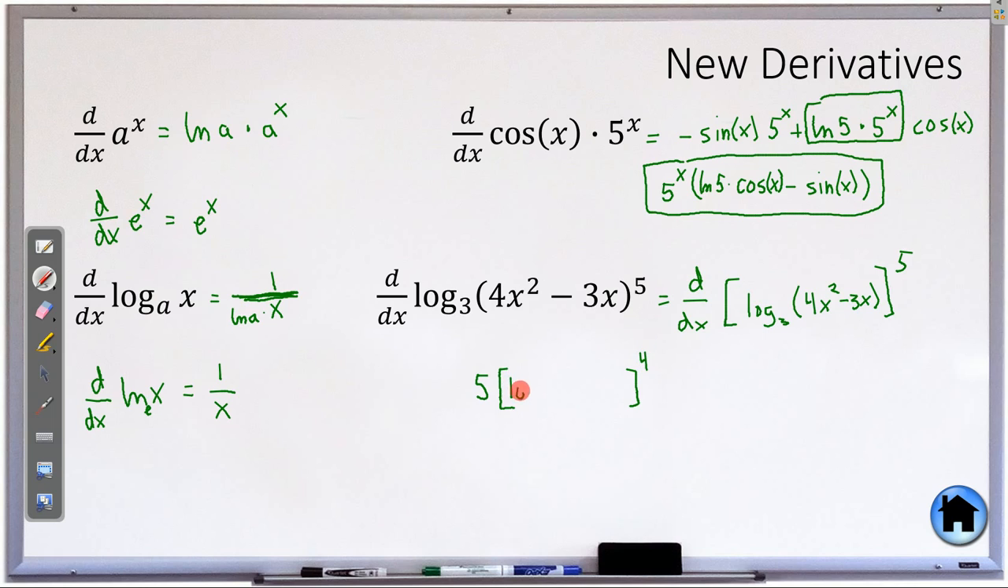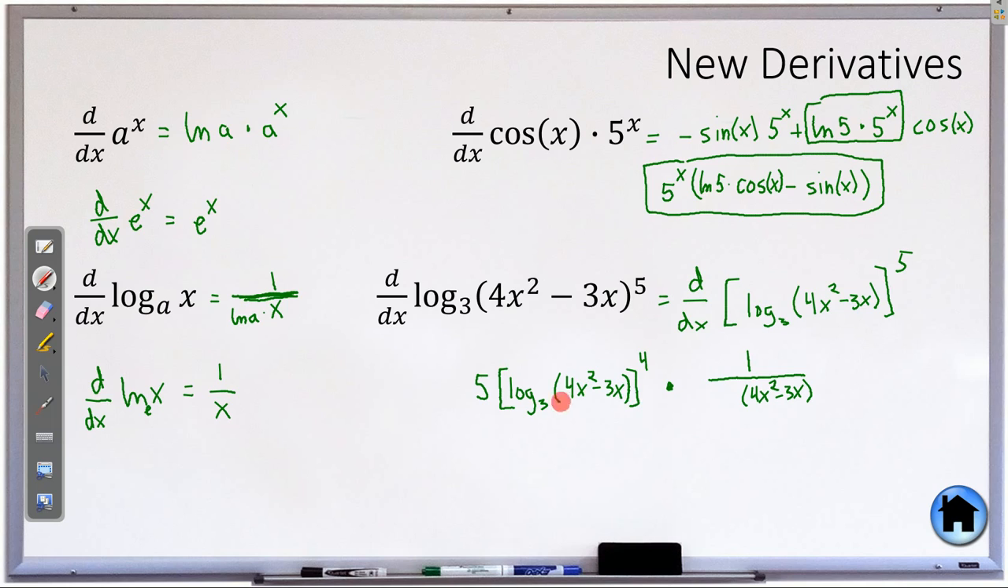Our inside is log base 3 of 4x squared minus 3x. So now we have to multiply by the derivative of the inside, which is the log. So this is going to be the new thing, taking the derivative of a log base 3. Well, it is basically going to be 1 over the inside, which is 4x squared minus 3x.